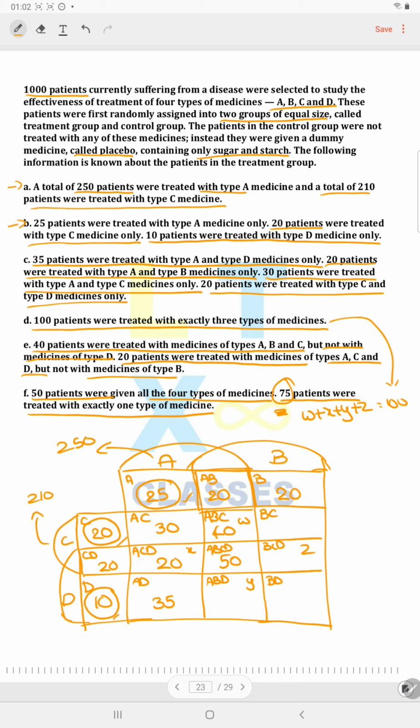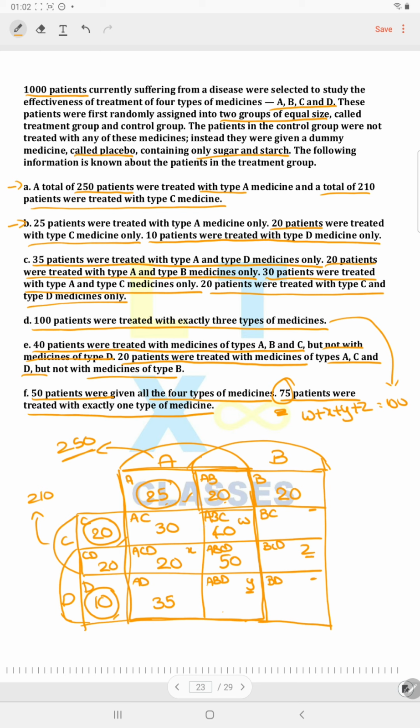Now, according to the information we have, can we identify the rest of the cells? What we need to identify now is this one, this one, this one and this one. If we look at this data point, we already know that a total of 250 patients were given A, and since this entire area represents A, this is the only cell which is missing. So we add all the numbers here and subtract from 250, and we'll get to know Y. Once we get to know Y, we will get to know Z. Okay, so let's do that quickly.